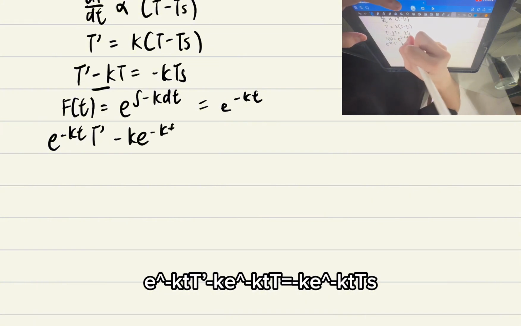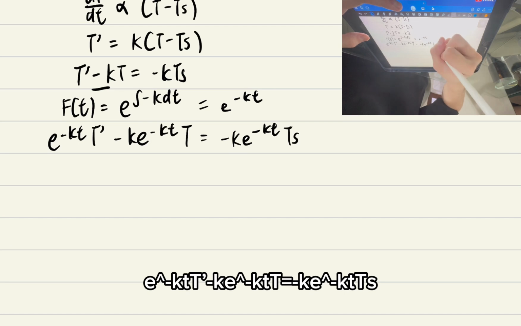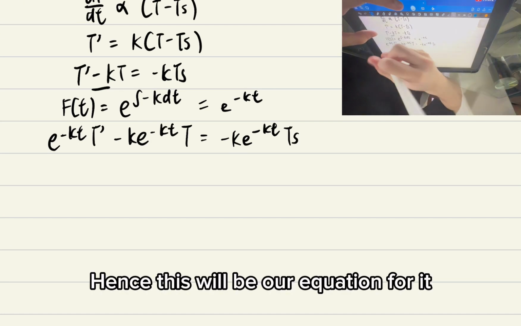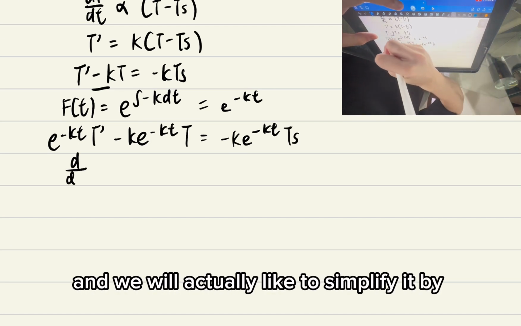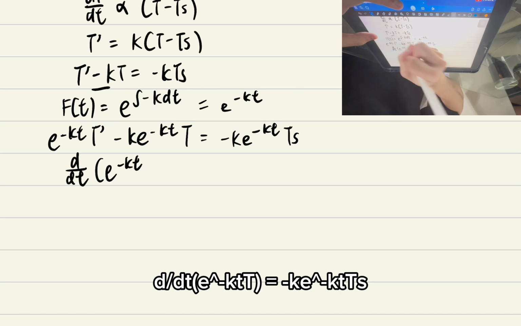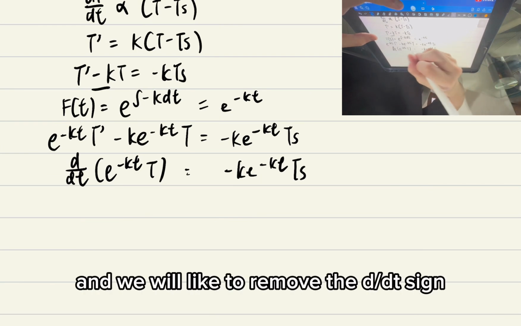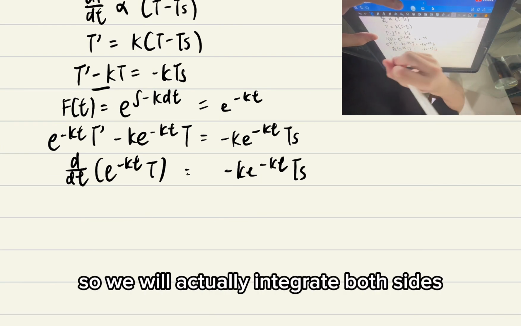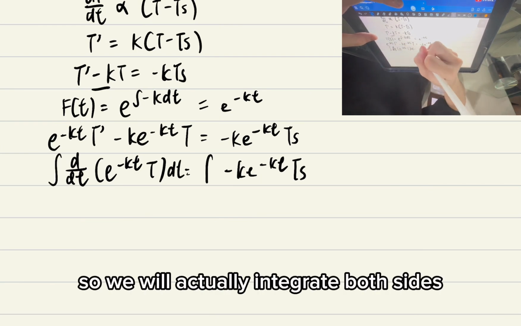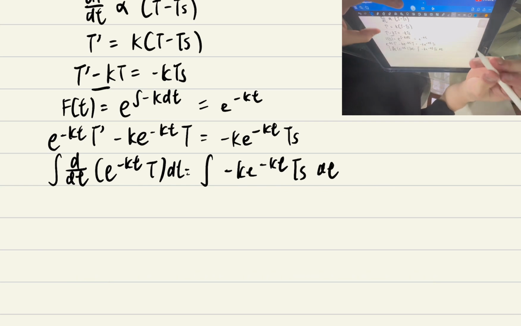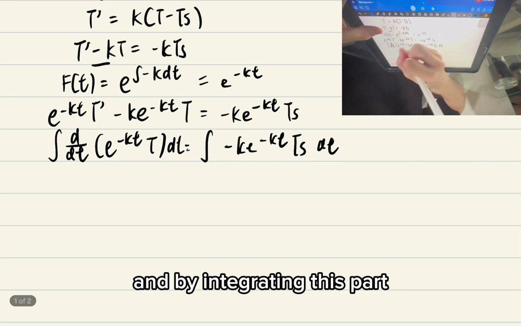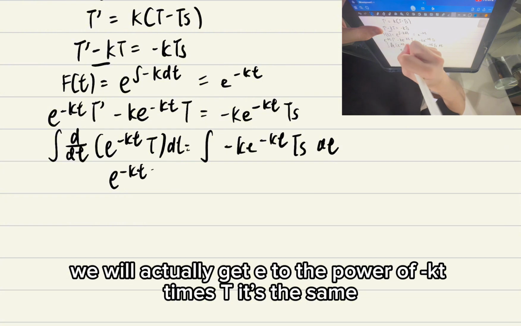So it becomes e to the power of negative kt times T prime minus K times T, equals negative K times e to the power of negative kt times Ts. Hence, this will be our equation, and we simplify it as d over dt of e to the power of negative kt times T equals negative K e to the power of negative kt times Ts. Hence, we would like to remove the d over dt sign, so we integrate both sides.